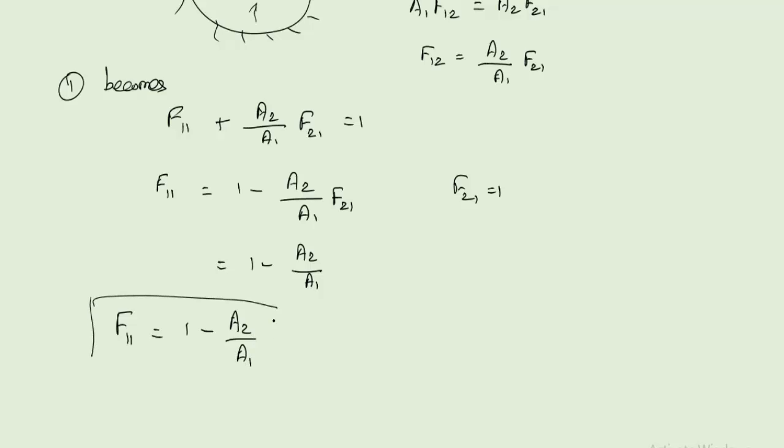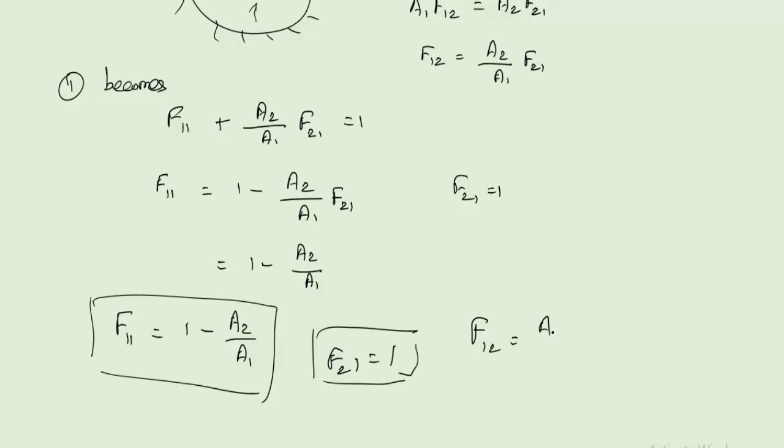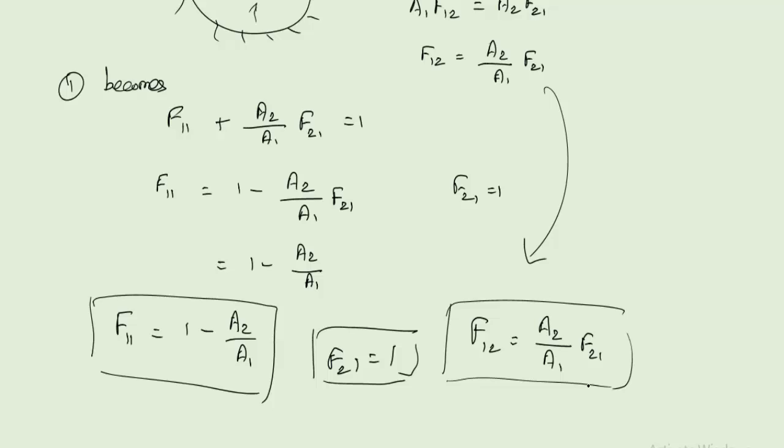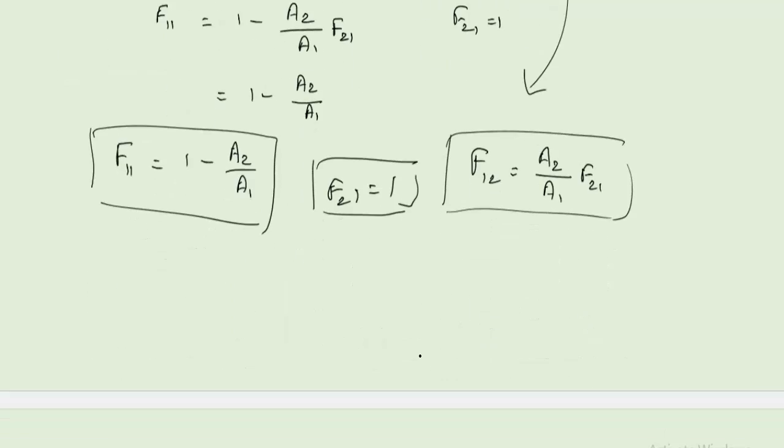This is one result. And F21 equal to 1. This is the second result. And F12 equal to A2 divided by A1 F21. Right? This is the third result. Okay, this is the answer for the first case. Now I am going to solve case number 2.